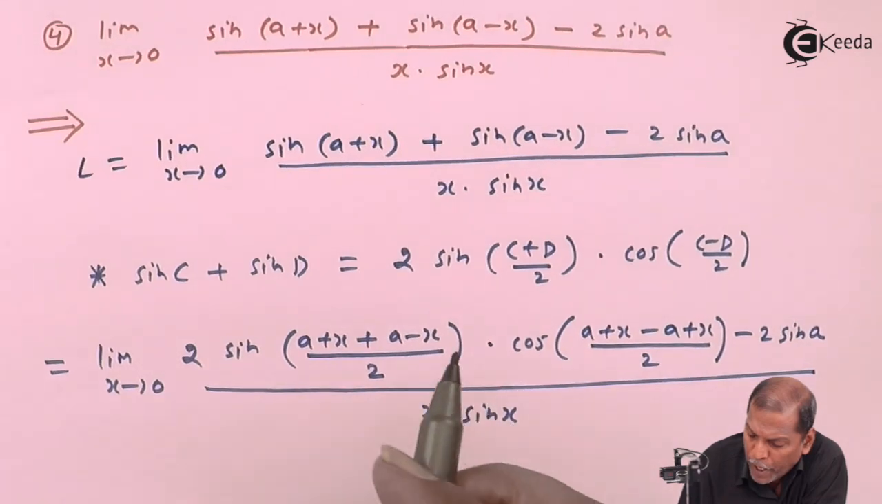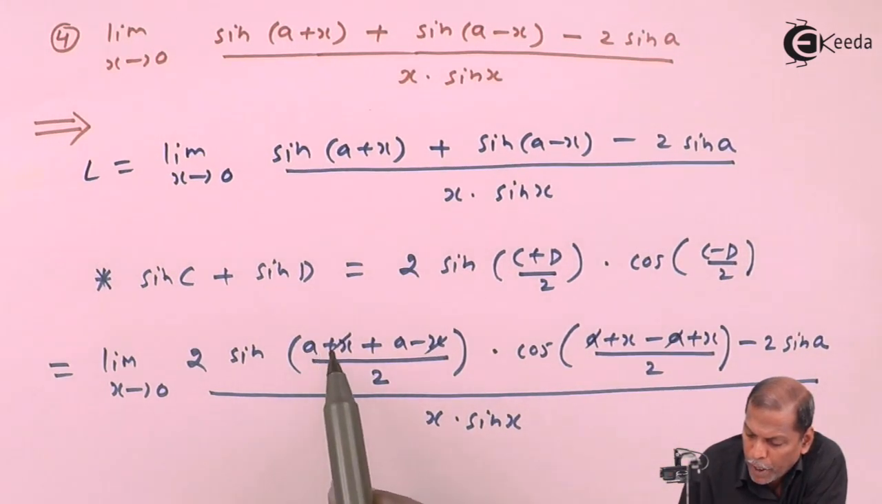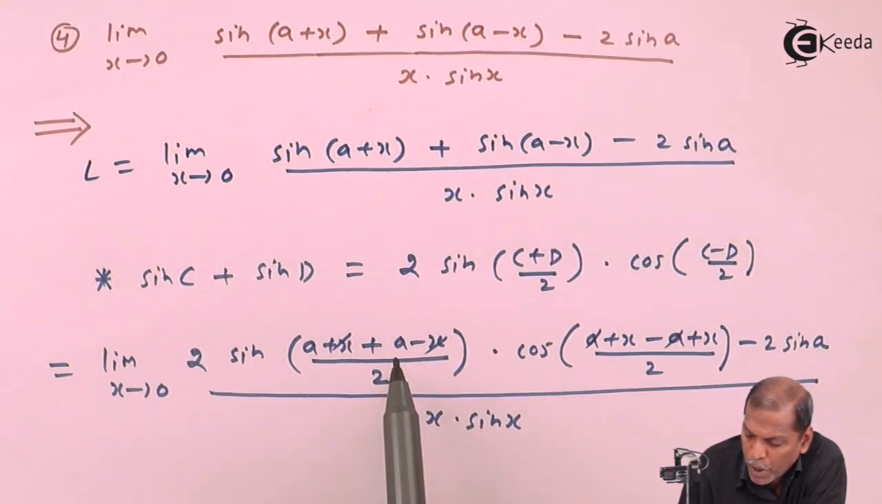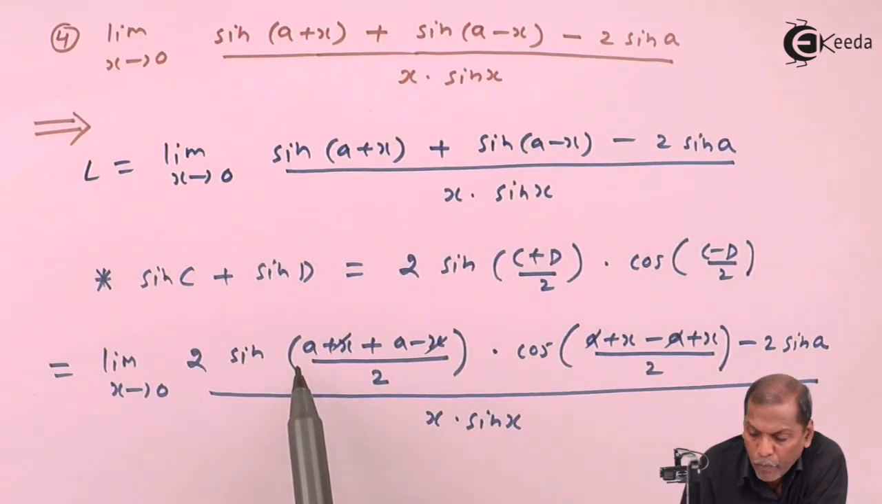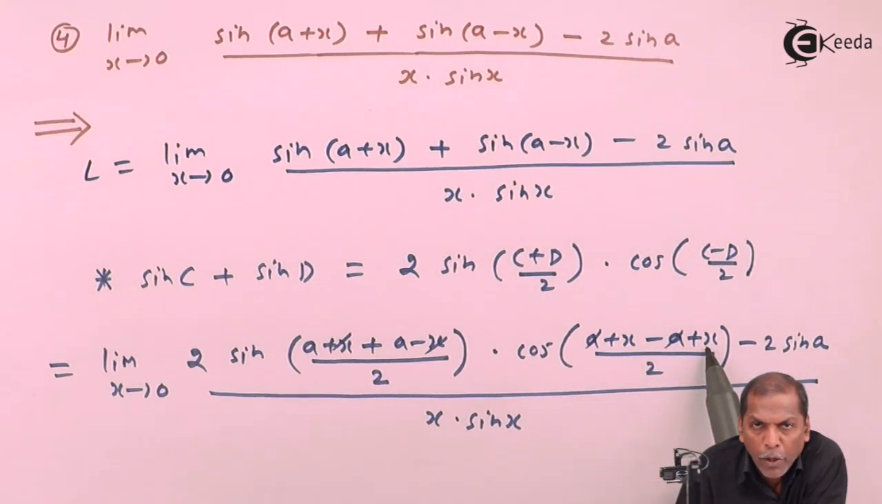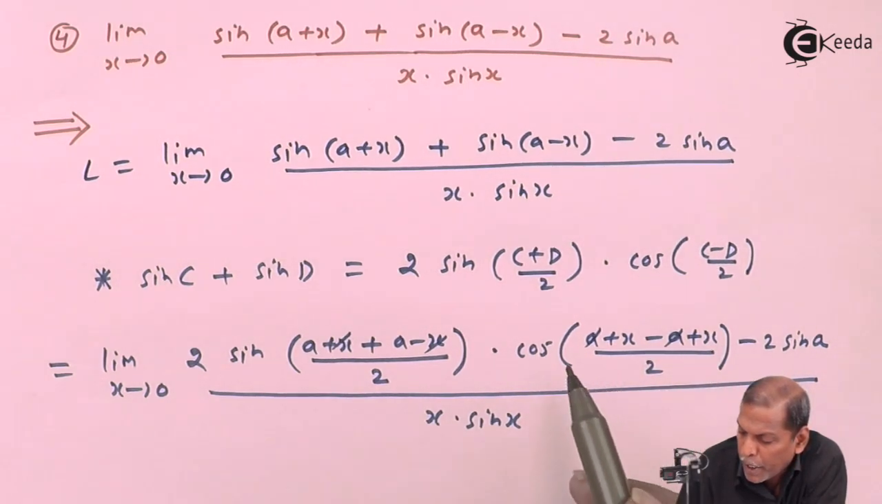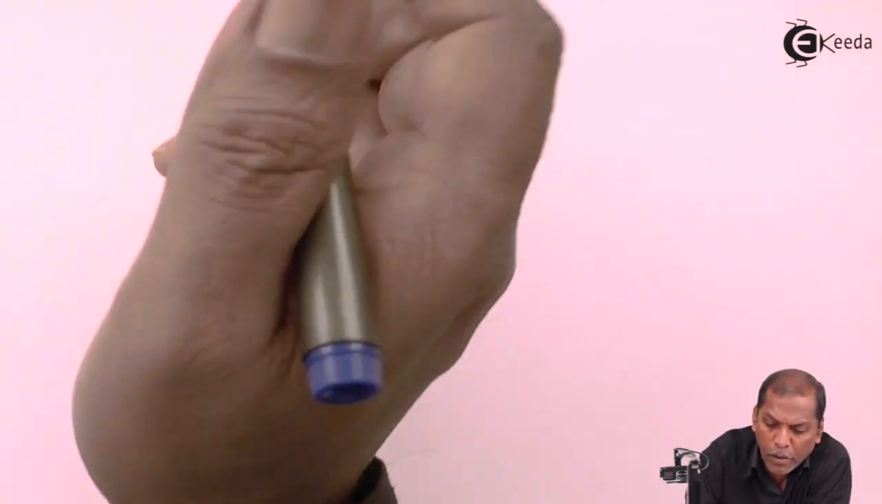In the first bracket we cancel plus x minus x, and in the second bracket we cancel plus a minus a. So we are left with a + a = 2a divided by 2, so the bracket gives us a. So the answer is 2 sin a. Into here, x + x = 2x divided by 2, so we get x. It means the second term is only cos x, and then minus 2 sin a upon x into sin x.